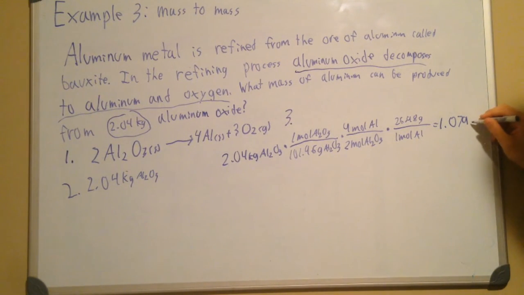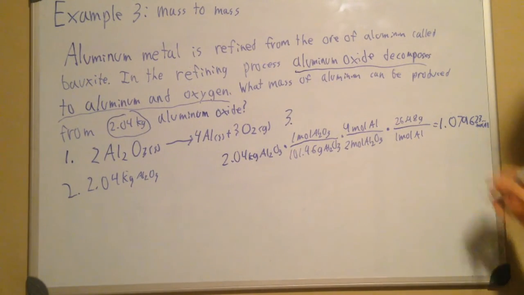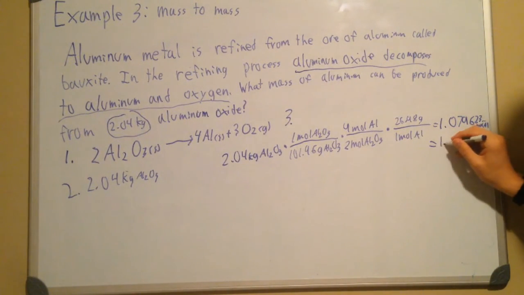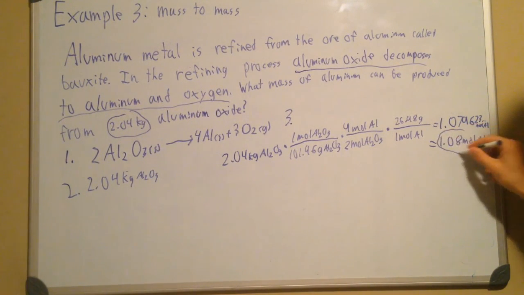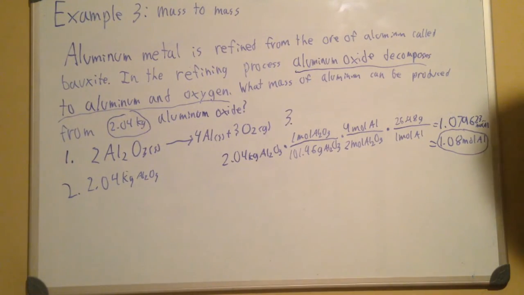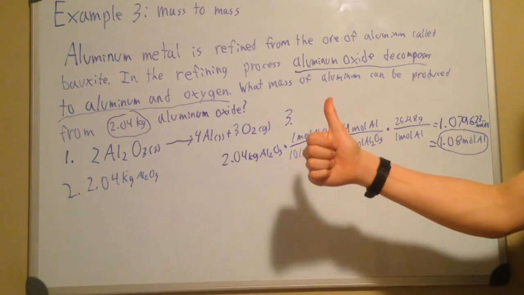That's going to give you 1.079 kilograms. Because you have to remember we didn't cancel out that kilo at the start, so that's going to carry through. Now finally we have 3 sig digs, so that's going to be 1.08 kilograms of aluminum. And that is your final answer.